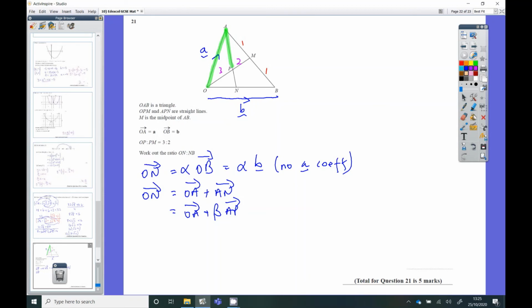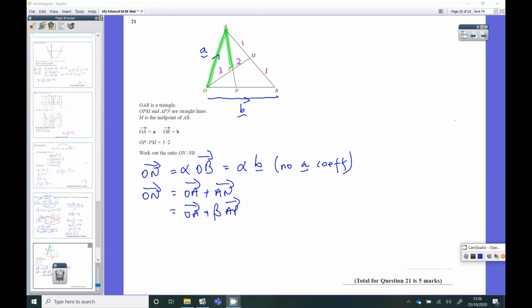We're going to go O to A and then A to N, but A to N is some number bigger than 1, a multiple of vector A to P. So a lot of my effort is now, as a big side working, going to be to work out what the vector from A to P is. And A to P, I can do that by going A to O and then O to P. Fair enough.